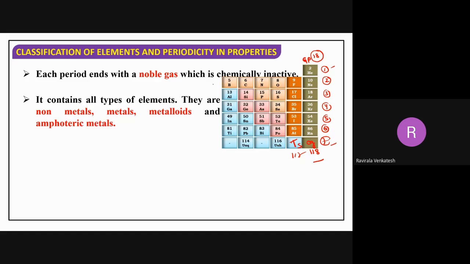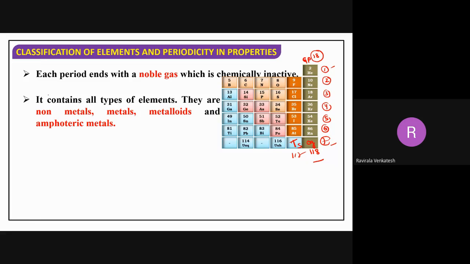Now, it contains all types of elements here. Generally, if you observe the S-block, which type of elements are there in the S-block? Anybody? All are metals. Metals only. Sometimes you know which group contains all metals? The S-block contains all metals. Even the D-block also contains metals only.